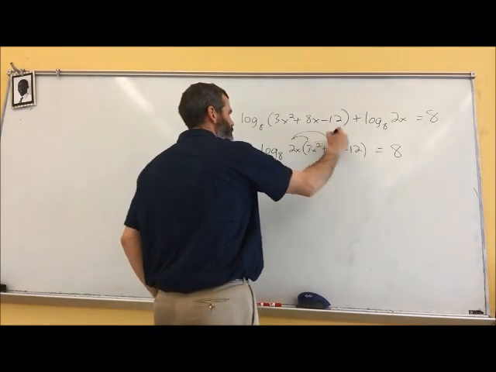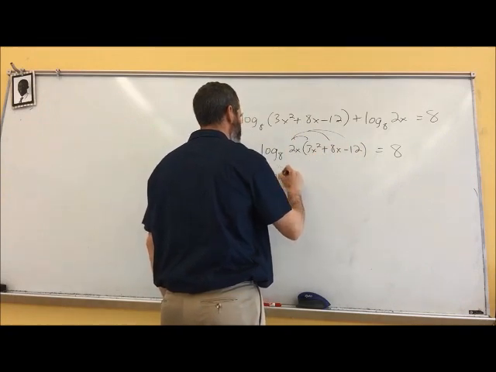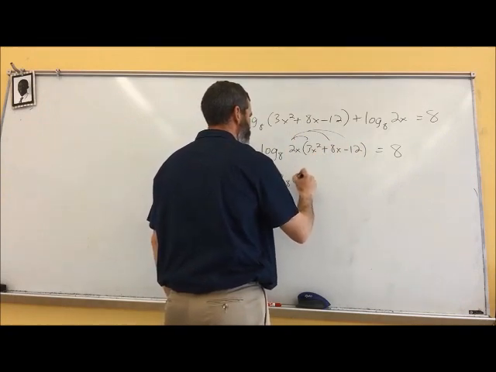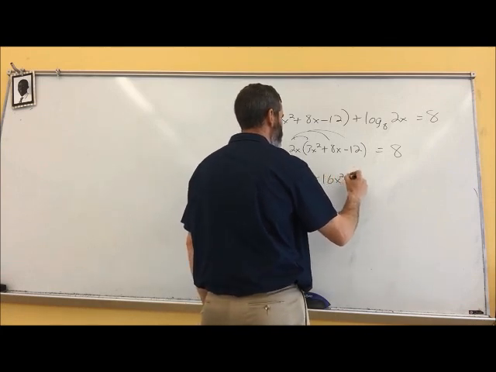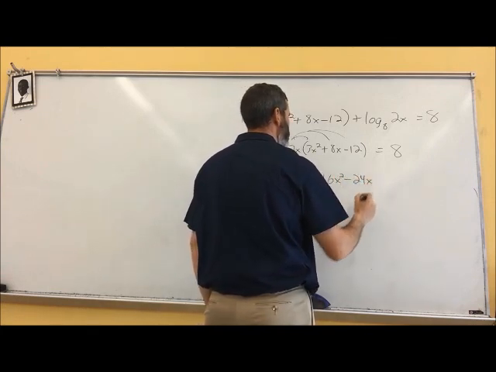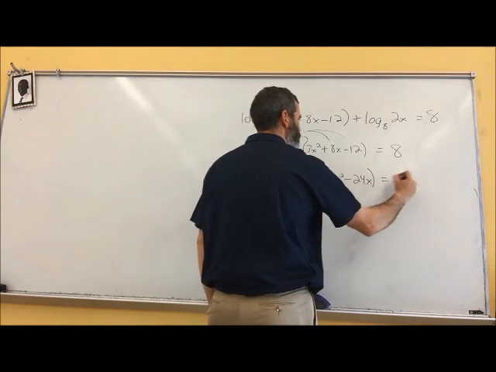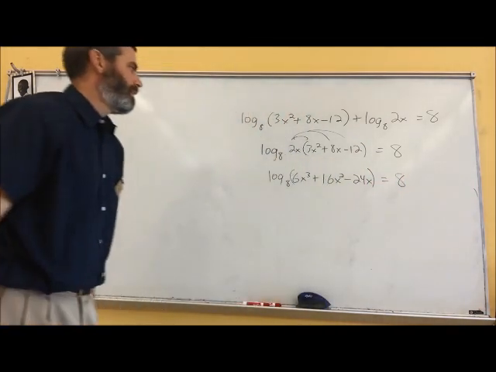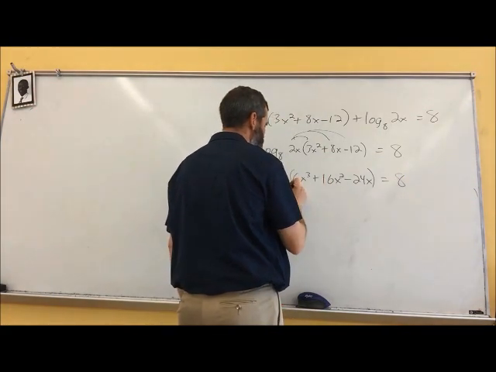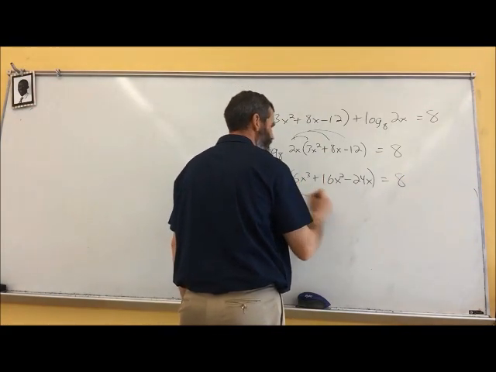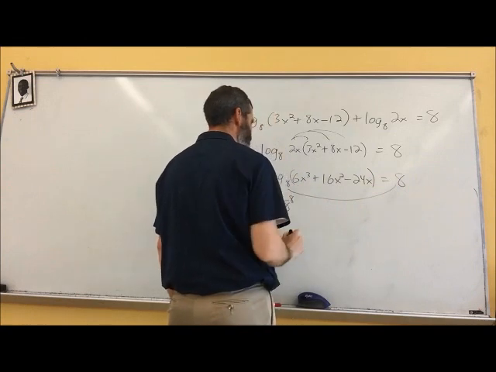So let me go ahead and just distribute this. I'm going to get log base 8 of 6x cubed plus 16x squared minus 24x equals 8. All right, no calculator, so probably going to have to go to exponent form. So base 8 to the 8.